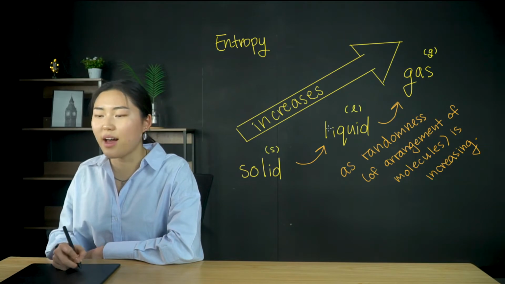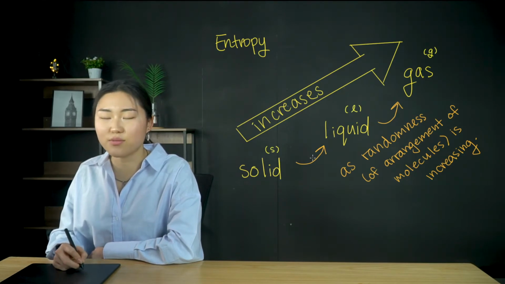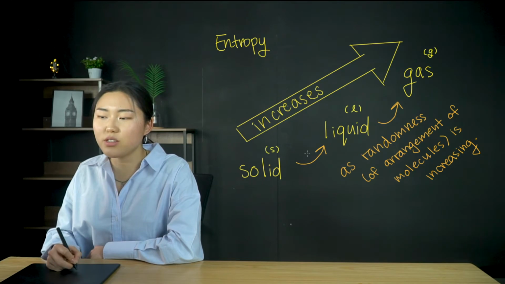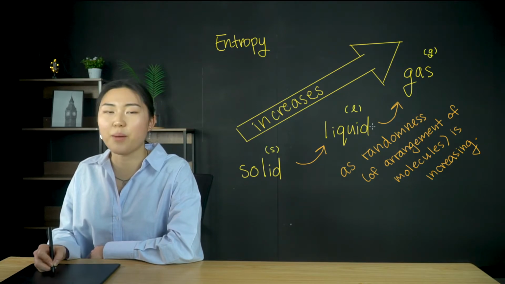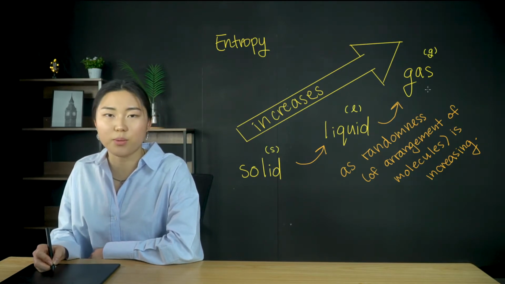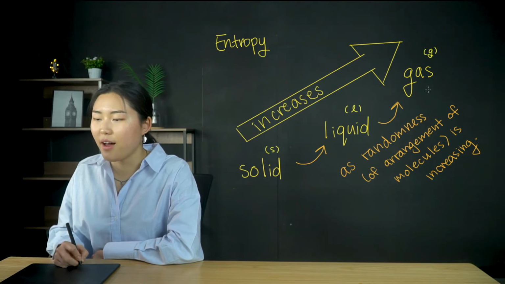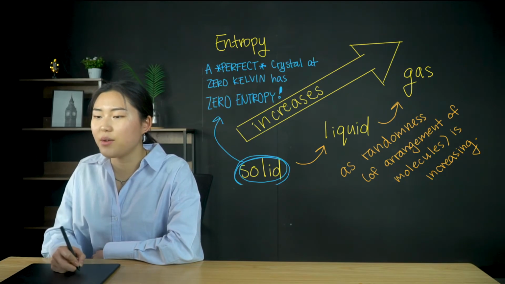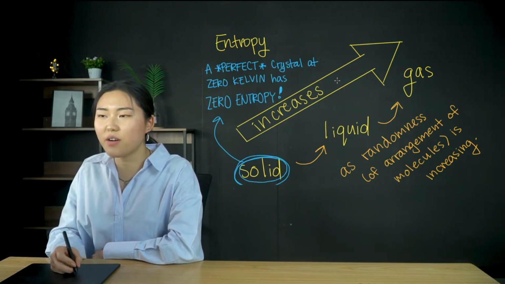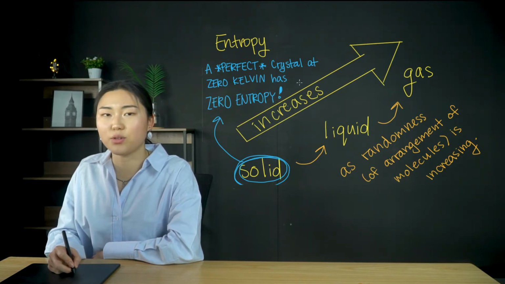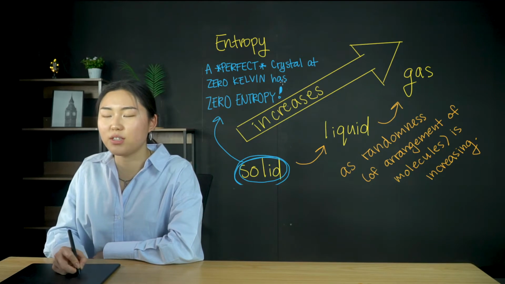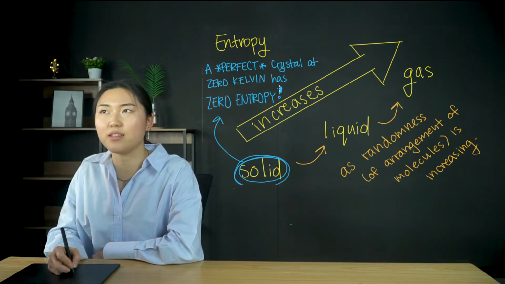So let's take ice as an example. Ice is solid, right? And it's going to melt spontaneously at room temperature to become liquid. And eventually the water is going to start evaporating into gas. And it's favorable that it happens, right? And one thing to add is that a perfect crystal at 0 Kelvin has 0 entropy. And I'm hoping that you know 0 Kelvin is basically minus 273 degrees Celsius.